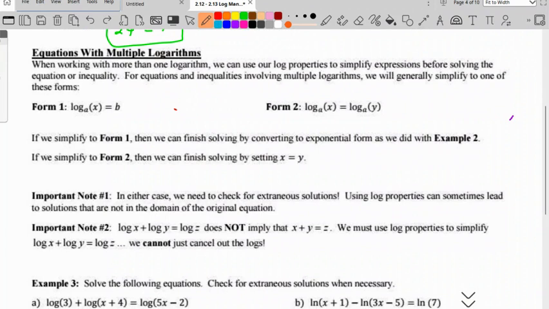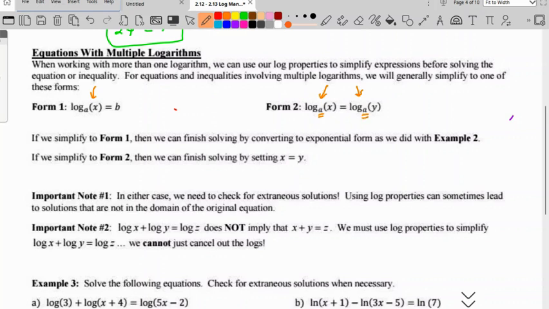All right, so equations with multiple logarithms. When working with more than one logarithm, we can use our log properties to simplify expressions before solving equations or inequalities. For equations or inequalities, because we're going to do both today, with multiple logarithms, we'll generally simplify to one of two forms. We'll either get the log on one side with a plain number on the other, because sometimes we can get it in that form, or we'll get it to where we have a log on one side equals a log on the other side. Now notice this is when we have the same base.